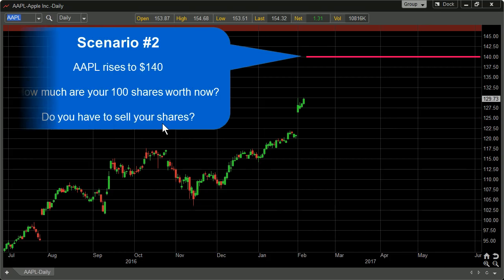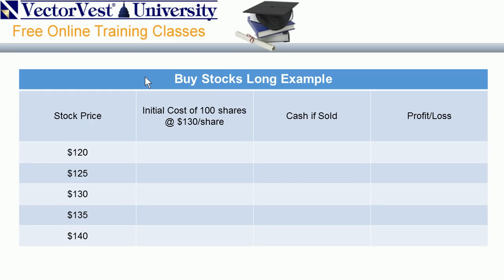Let's say in scenario 2 that Apple rises to $140 per share. Now how much are the shares worth? Well, 140 times 100 shares is going to give me a position worth $14,000. Do I have to sell my shares? Once again, no. I'm under no obligation to sell those shares of stock.